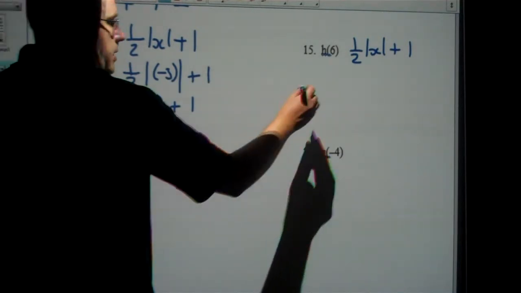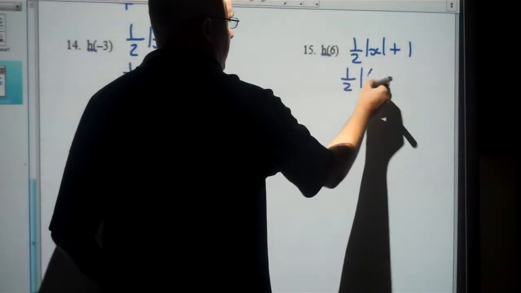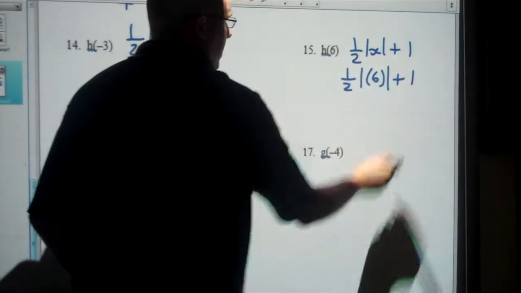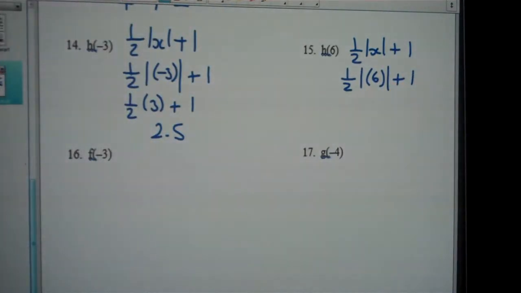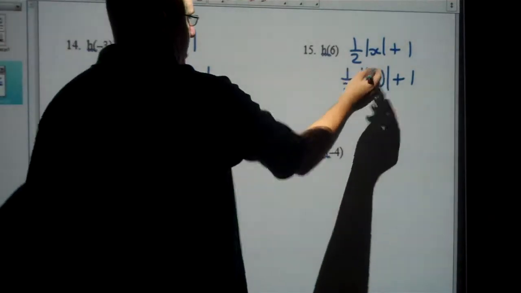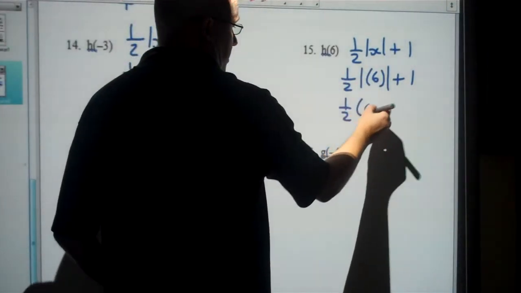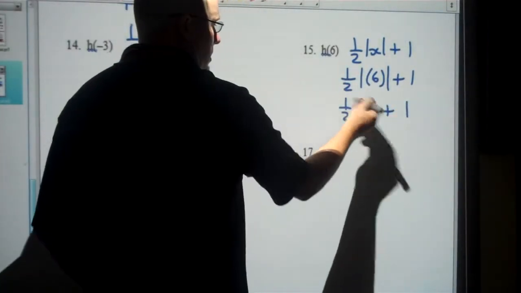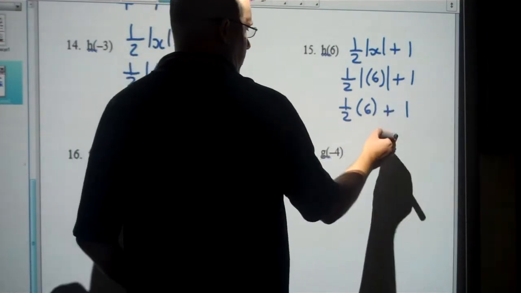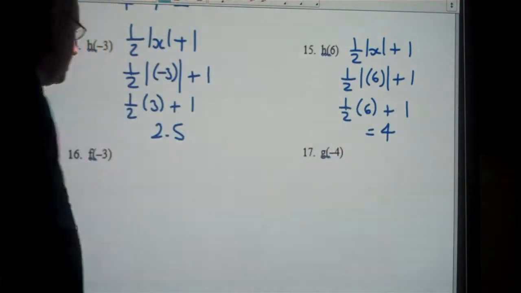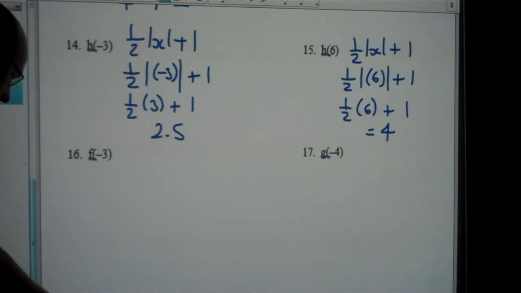When I plug in a positive number, it doesn't actually do anything. The absolute value only makes negative things positive. It doesn't make positive things negative. So the absolute value of 6 is actually just 6. So 1/2 of 6 is 3, plus 1 is 4. But you could be doing this on your calculator as well.